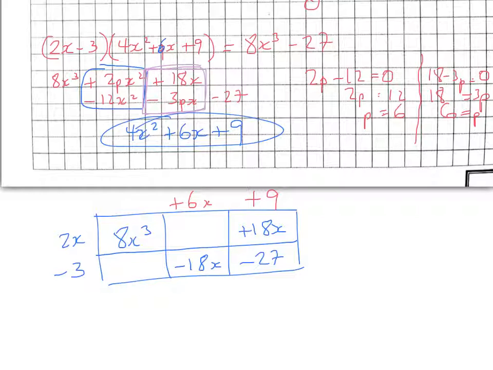Just to make sure we finish it off and it all works. Since I have 2x and 6x, I need to multiply them together. So I get 12x squared, but I need to get rid of 12x squared, so I subtract it. And what do I multiply by minus 3 to get minus 12x squared? Well, I multiply it by 4x squared. And there's my solution that way.